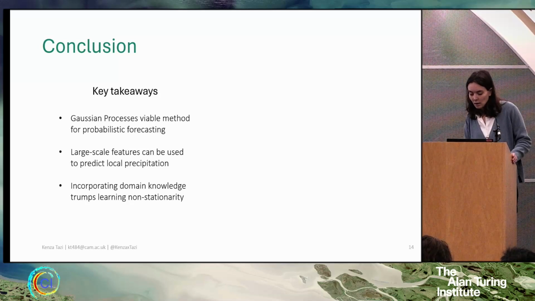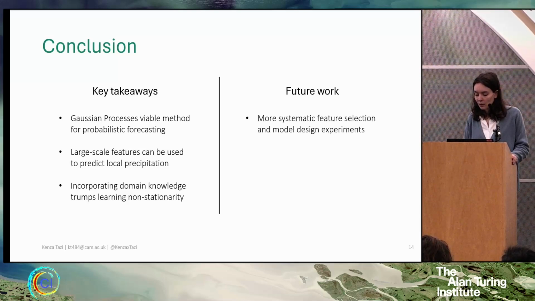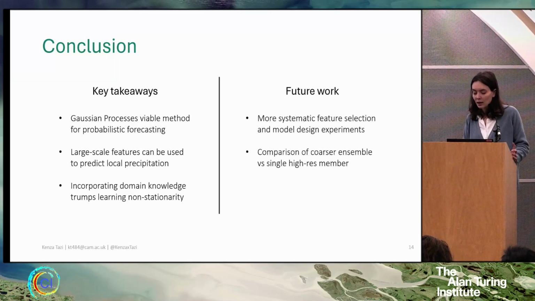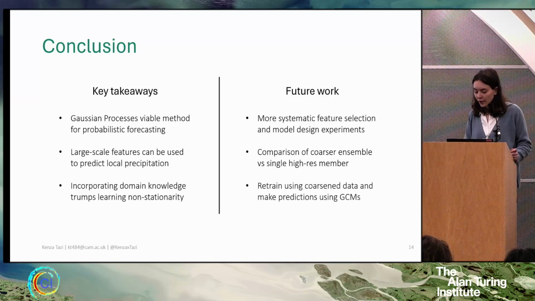Looking forward, I would like to conduct more systematic feature selection and model design experiments. I'd also like to compare fitting models to the ERA 5 ensemble data with that of our current results for the high resolution data. And then finally, I would like to retrain using coarsened ERA 5 data and make predictions using global climate model outputs.